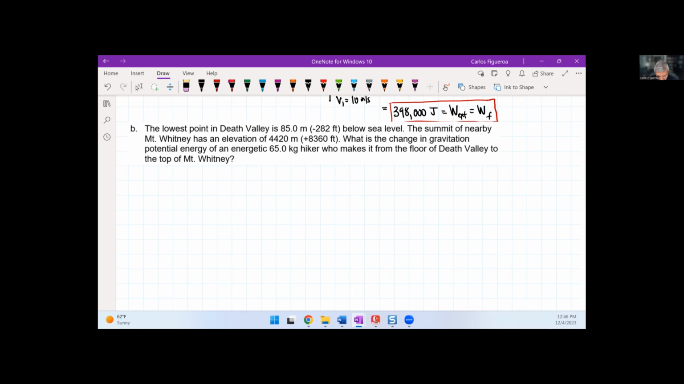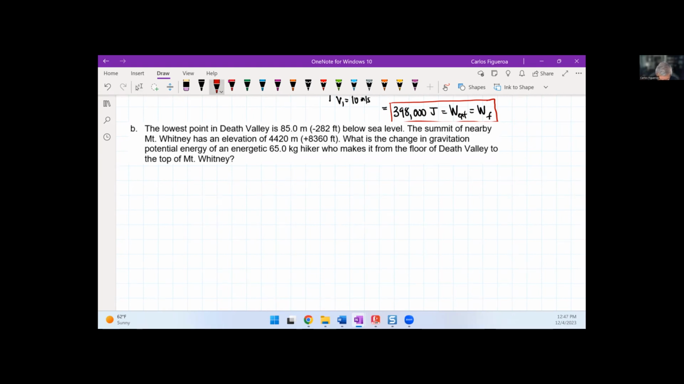The summit of nearby Mount Whitney has an elevation. Again, this is not correct. The reason why that's not correct is that the height of Whitney is actually around 14,000 feet. I believe it's the only 14,000 foot climb in California. So it's actually Whitney Portal, if you know what I'm talking about.